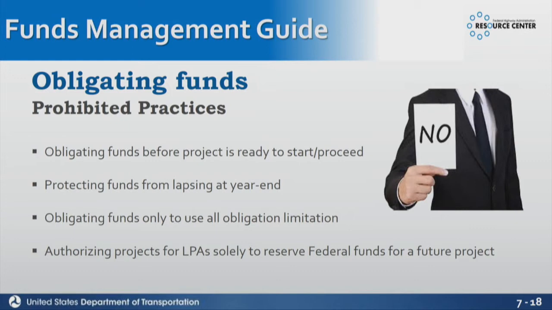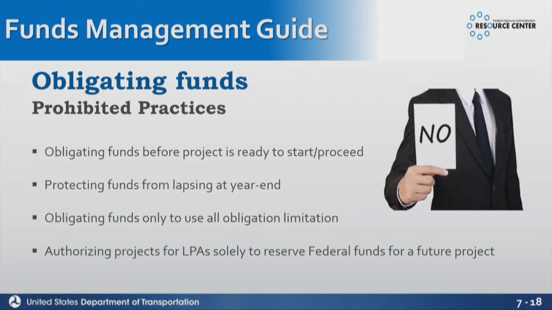Now, if you deobligate and you have some IM funds out there that are going to lapse, and you have an interstate project that has AC on it, you could convert that AC and put those IM funds on it, and that would be a legitimate obligation because it's a legit project that's eligible for those funds, and you could do it that way. You just can't do it just to protect them from lapsing.